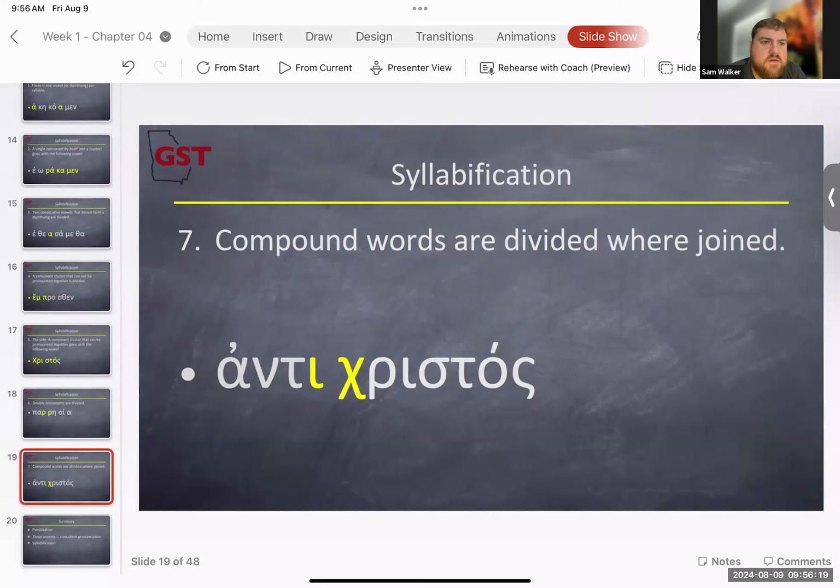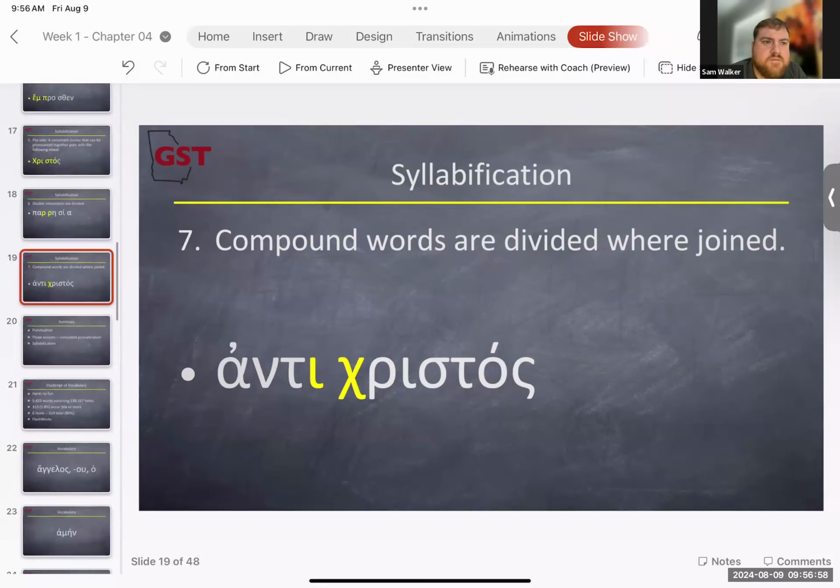Antichristos. Right, antichristos. Now, obviously, anti can have its syllabification. It would be on T, 2 syllables, right? 2 vowels, 2 syllables. Christos would have how many syllables? 1, 2. There you go. So there'd be 2 syllables. The kappa, the rho, the iota, and the sigma tau omicron sigma would be other syllables. So Christos, anti Christos. The point is that compound words are divided where they're joined, the anti versus the Christos. That's all that's bringing out. Make sense? Yes, sir.